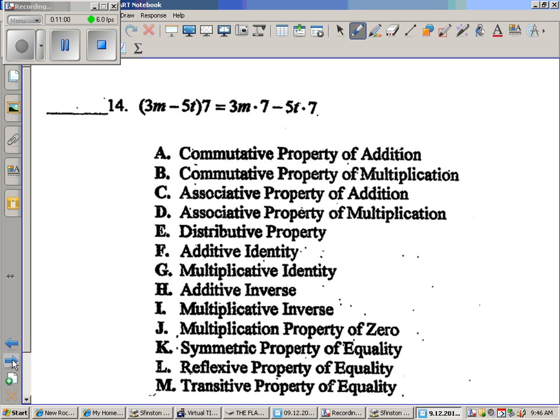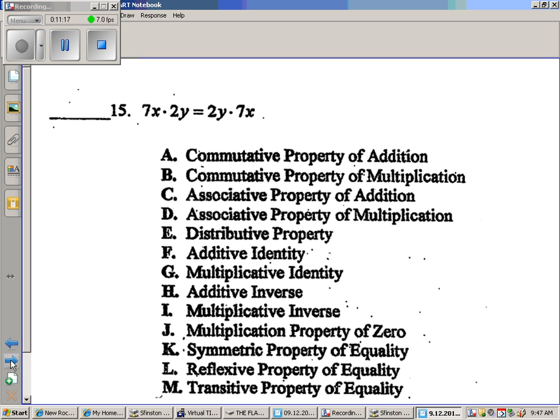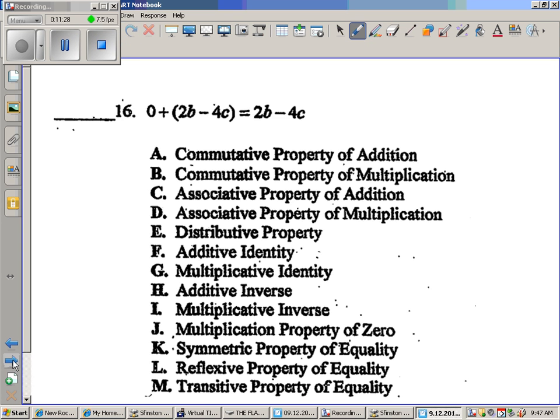How about this? Hold on. Whoa. John? John, buddy, what do you think about this one? Yeah, this one's distribution. E. And this one? Reflexive. Very nice. So we're getting the hang of it.